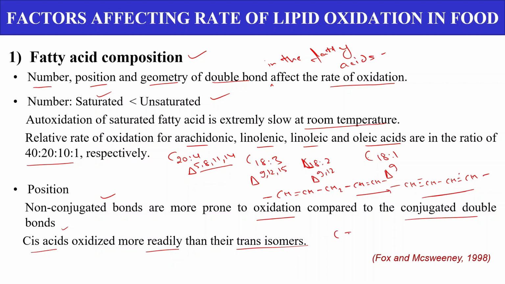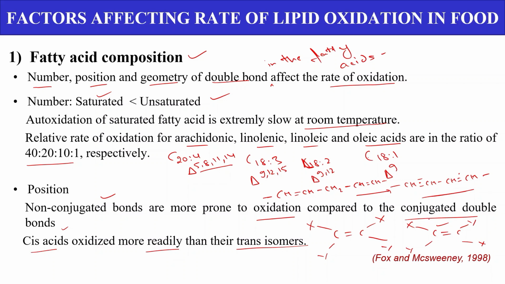What do you mean by cis and trans? If this is a double bond, and some atom is there, say x here, and x here also, and y on the other side, this is the cis double bond. And if the x here changes to y, and this is x, and this is y, and this is y, and then this is x, then this is called the trans fatty acid. So trans fatty acids, as we know hydrogenated fat, vanaspati, are less prone to oxidation as compared to the cis fatty acids.